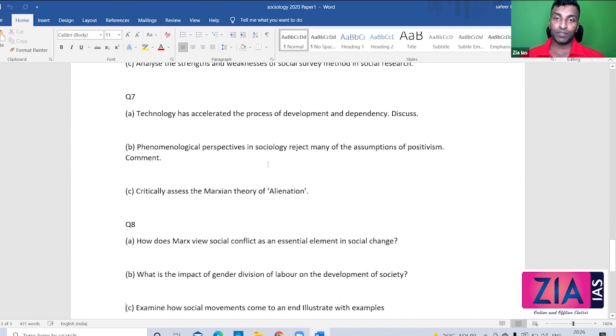Technology has accelerated the process of development and dependency. This is not similar to that previous technology related question. This is something which we have prepared already, development dependency. That's a chapter that's directly from the syllabus. I don't have any problem with this.